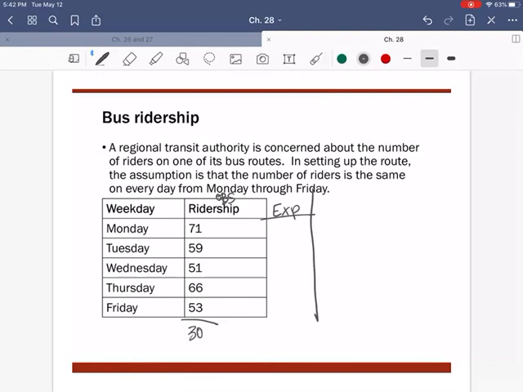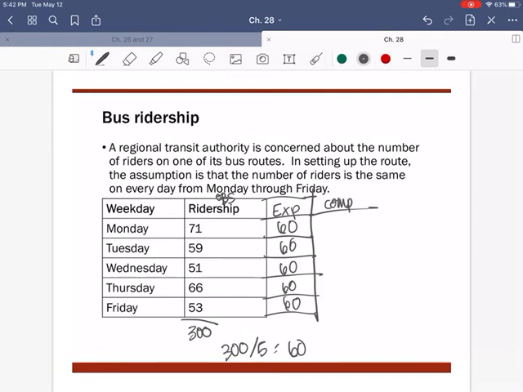Because this is what we observe it to be. So we expect, if we do 71 plus 59 plus 51 plus 66 plus 53, that's a total of 300. 300 divided by 6, no, sorry, 5, because there's 5 days of the week, is 60. So if there's the same number of riders each day, it should be 60. So we're going to see if these numbers are different enough from 60 that the bus route may want to consider changing on a specific day of the week or stuff like that.